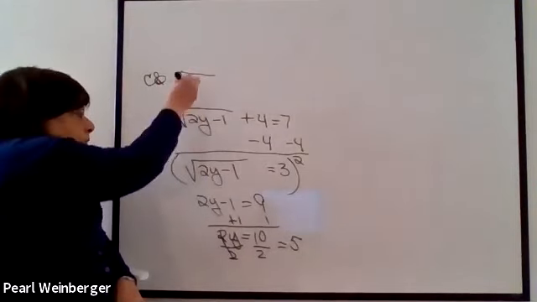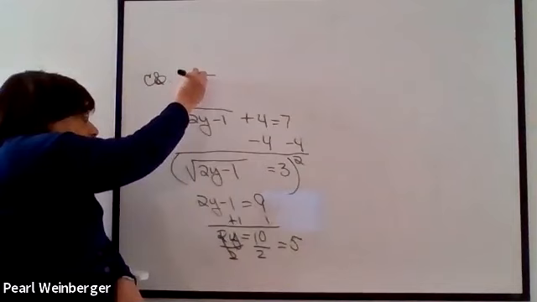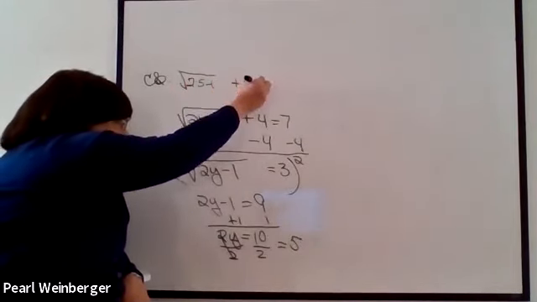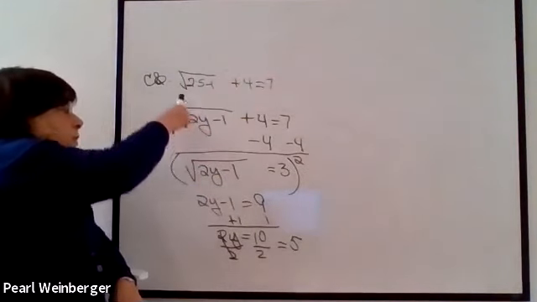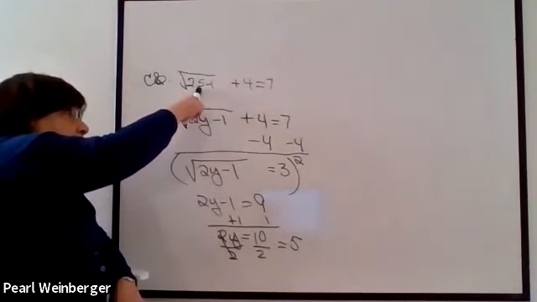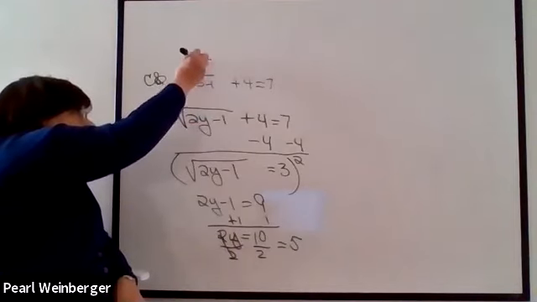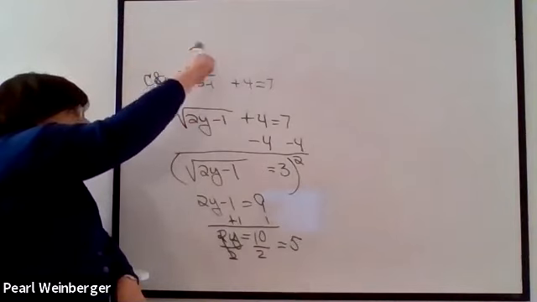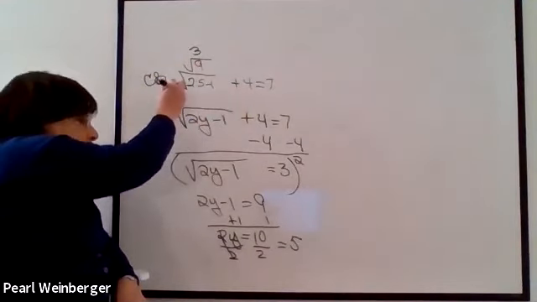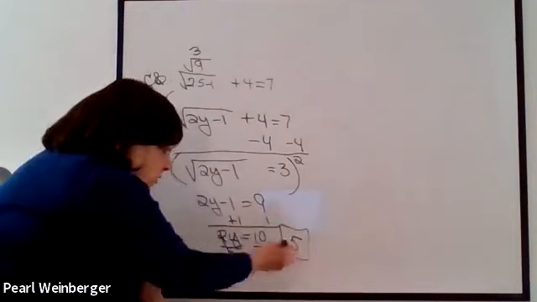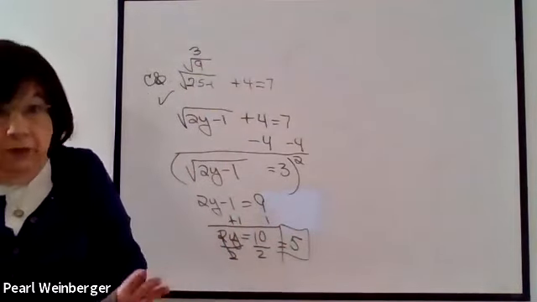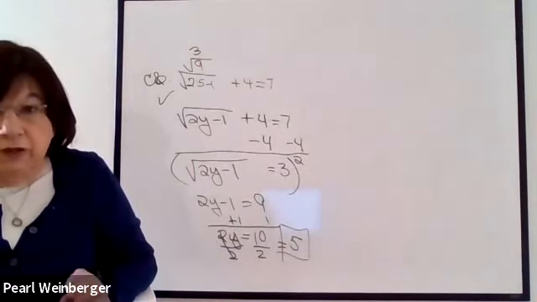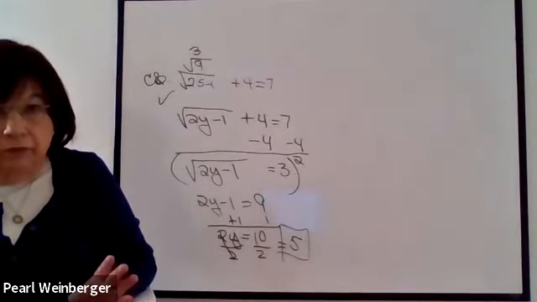So this will be the square root of 2 times 5 minus 1, plus 4 equals 7. So 2 times 5 is 10, minus 1. This is the square root of 9. And we know what the square root of 9 is. That's 3. And 3 plus 4 equals 7. This does check. This is a good answer. Here's my answer. Basically, to solve a radical equation, we've got to square both sides.